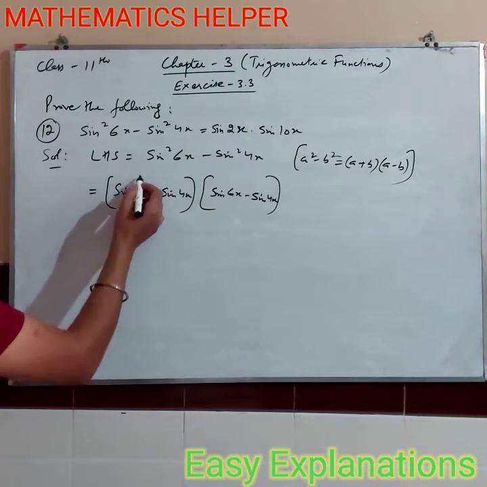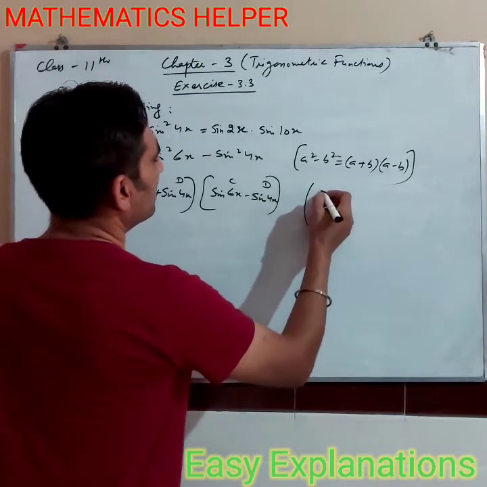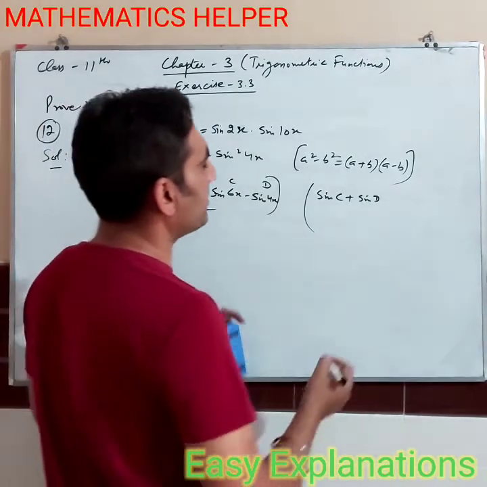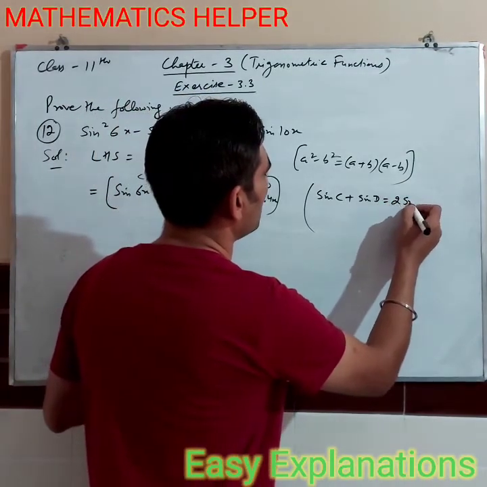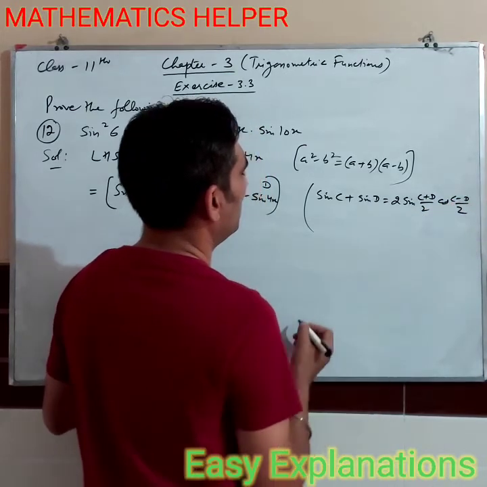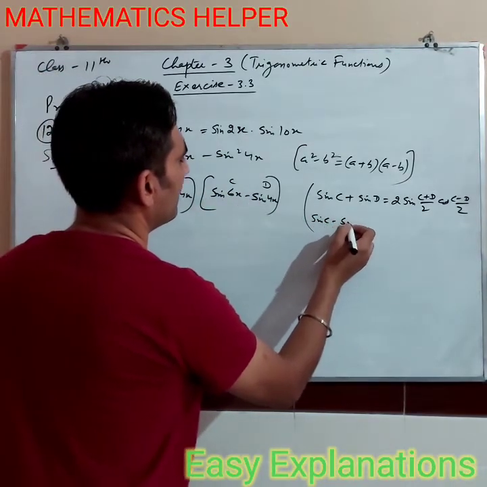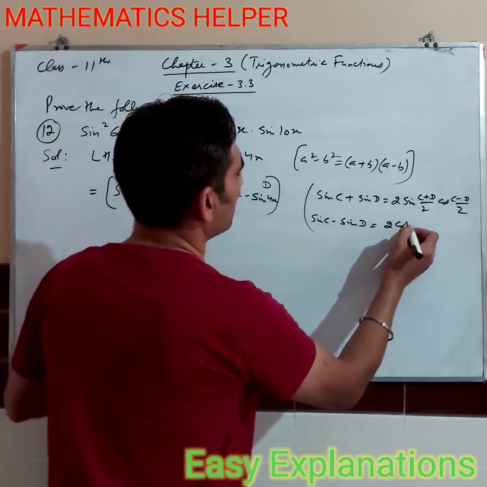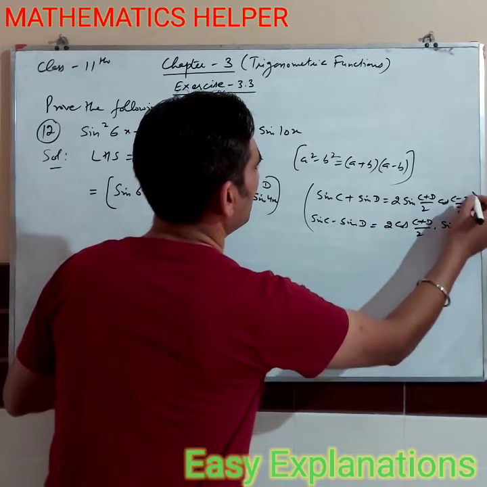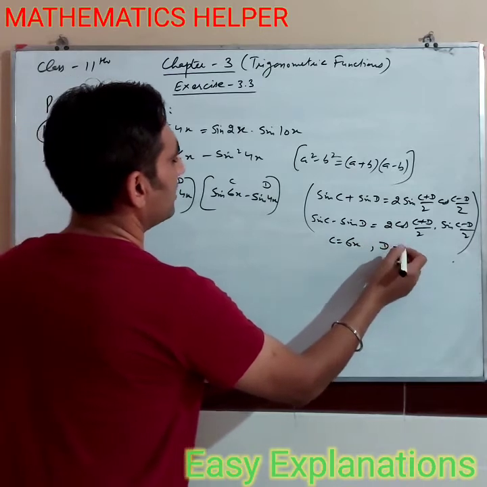Now think about formulas. If we treat them as C and D, this is like a formula sine C plus sine D. What is that formula? Sine C plus sine D is 2 sine C plus D over 2 cos C minus D over 2. And if this we check, it is like sine C minus sine D. What is that formula? It is 2 cos C plus D over 2 into sine C minus D over 2. And what are the values of C and D? C is 6x and D is 4x.